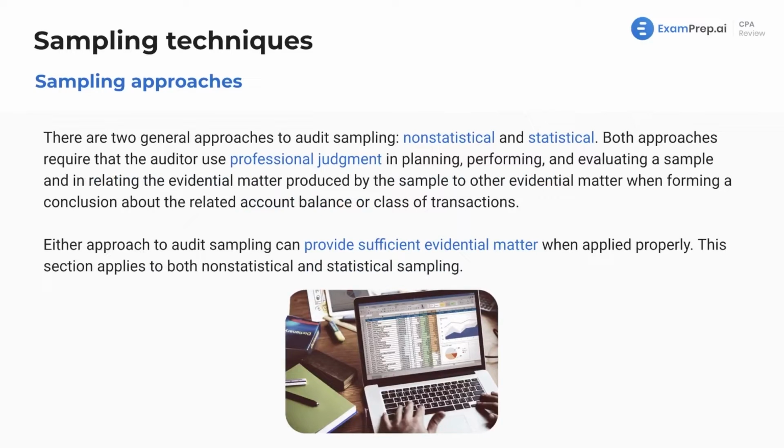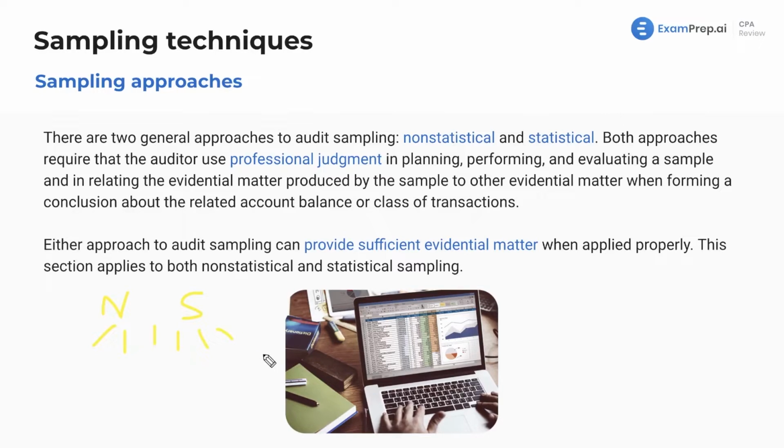Let's talk about our two sampling approaches. Now, there are two general approaches to audit sampling, not methods, because within each of these approaches, we've got non-stat, and I'm saying them as a mouthful, so I'm going to say non-stat and stat. We've got these two approaches, and then under here, we have all the methods.